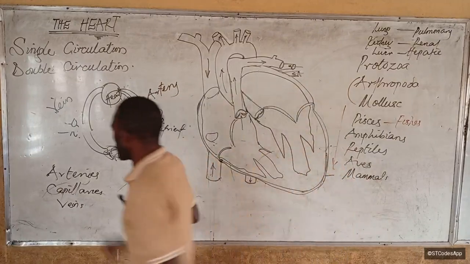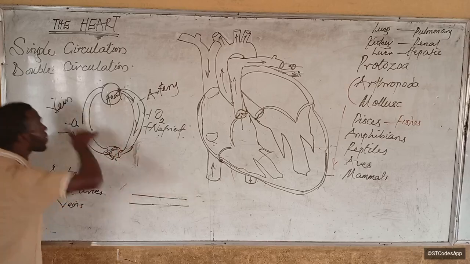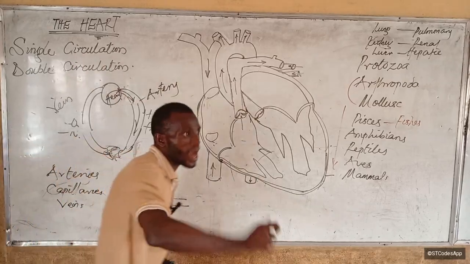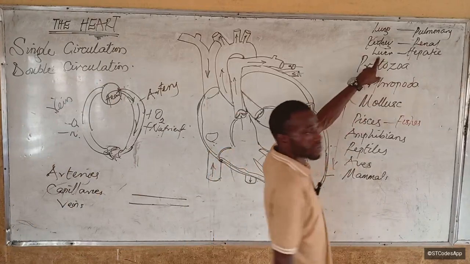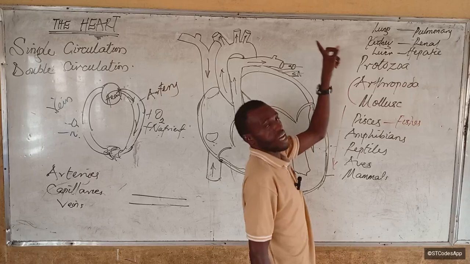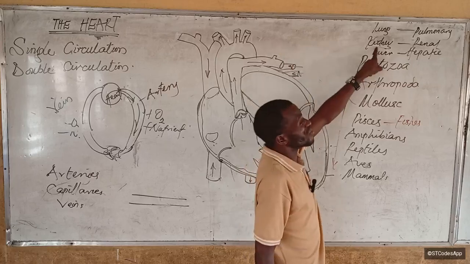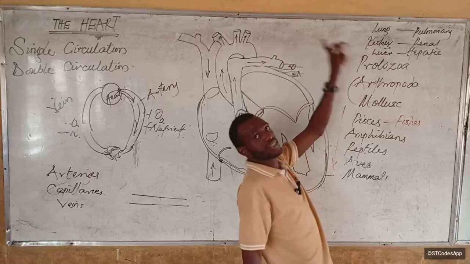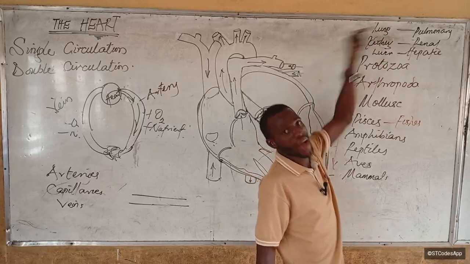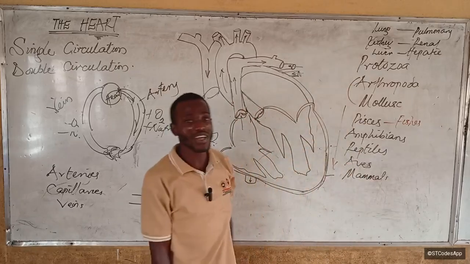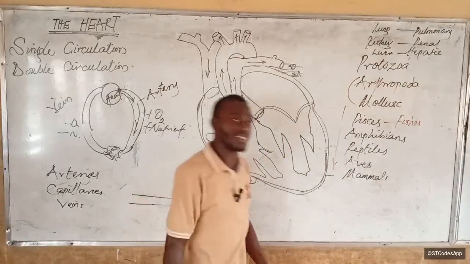Remember that. Now, this other system that returns blood back to the heart is called the vein. So if it were taking blood away from the liver back to the heart, it would be hepatic vein. Taking blood away from the kidney back to the heart, renal vein. Taking blood away from the lungs back to the heart, pulmonary vein, back to the heart.